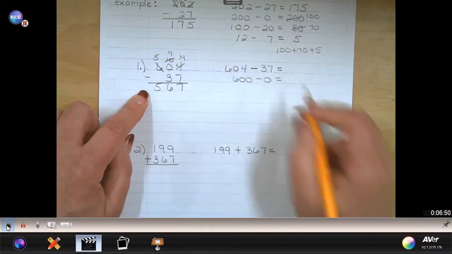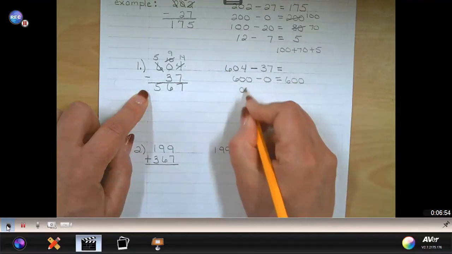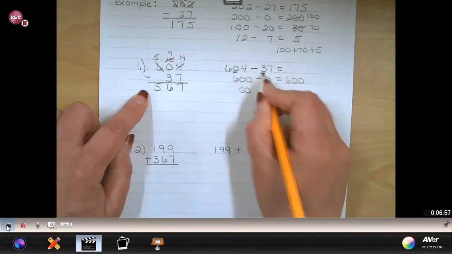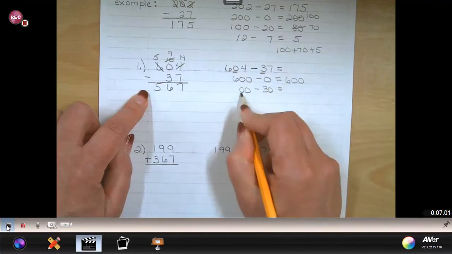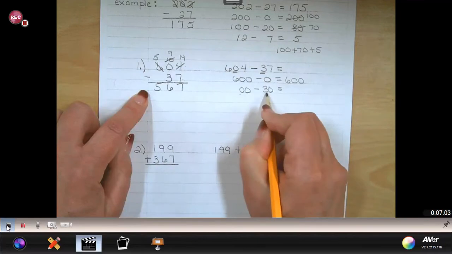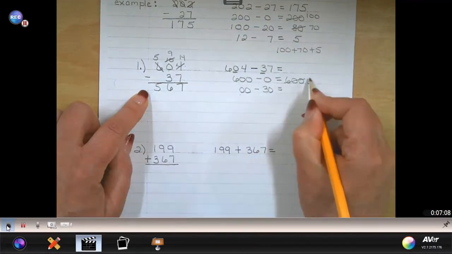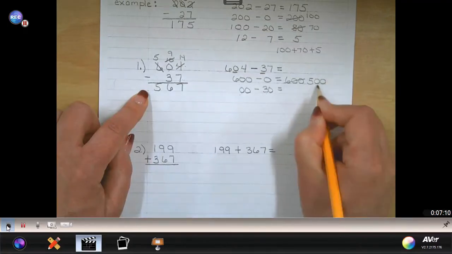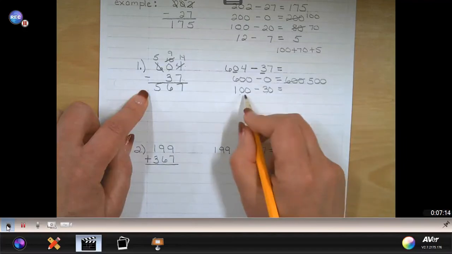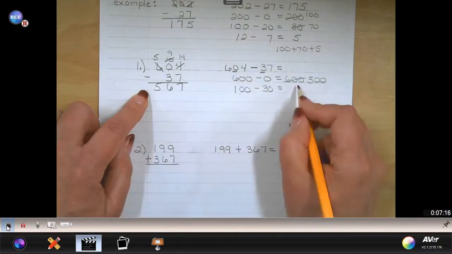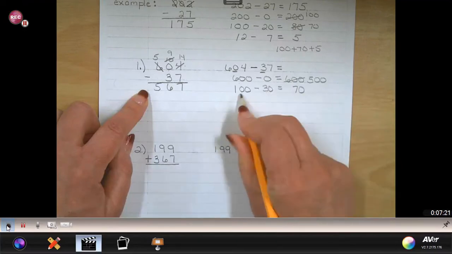Okay, break apart strategy. We know that this is going to be 600. We don't have any 10s there, but we do have some that we're subtracting. So that tells us we don't have anything to subtract this 30 from. So we're going to go ahead and borrow 100, regroup it here as 100. 100 minus 30, well, we know that 70 plus 30 is 100.